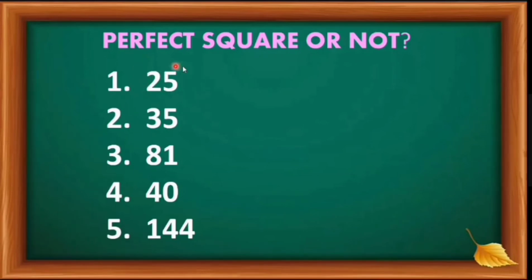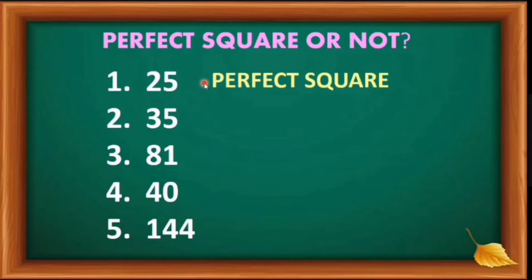And the square root of 25 is 5. And it is a whole number. Therefore, 25 is a perfect square. How about 35? Can we think of any number multiplied by itself that will yield a product of 35? Pag nag-multiply kaya tayo ng 5 times 5, that would be 25. Mas mababa kay 35. Pag nag-multiply kaya tayo ng 6 times 6, that would be 36.